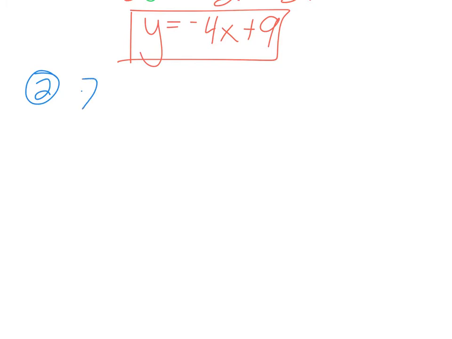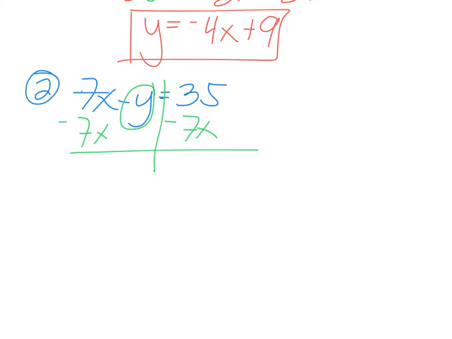We're going to have 7x minus y is equal to 35. So again, the first step is we want to circle the letter we're solving for. We're solving for that y. Draw a line through the equal sign. We want to get rid of that 7x first, so we're going to subtract 7x from both sides.